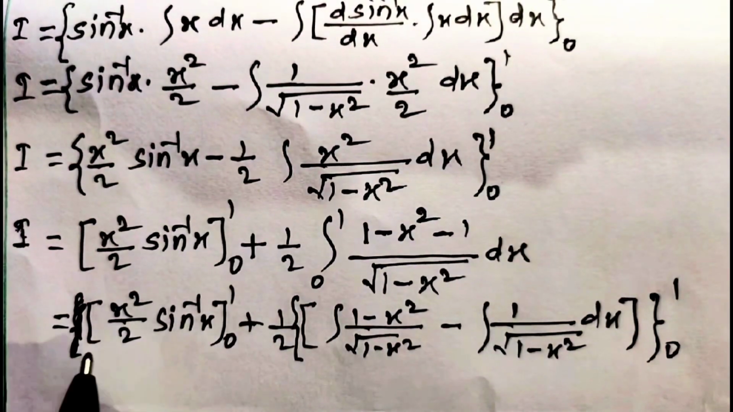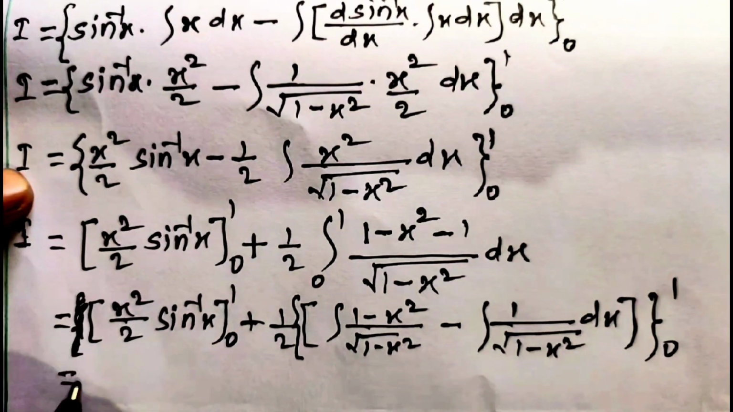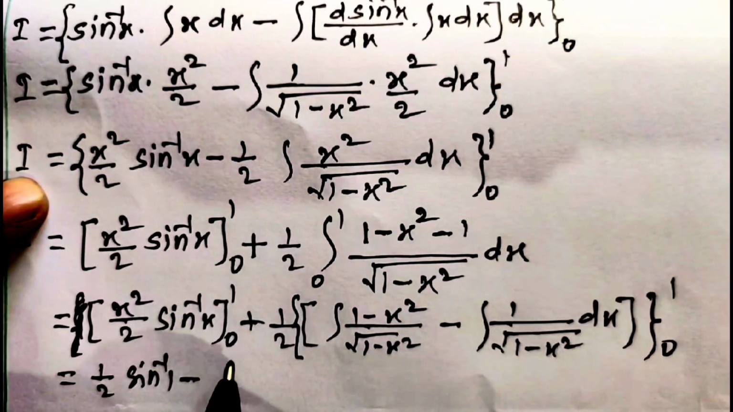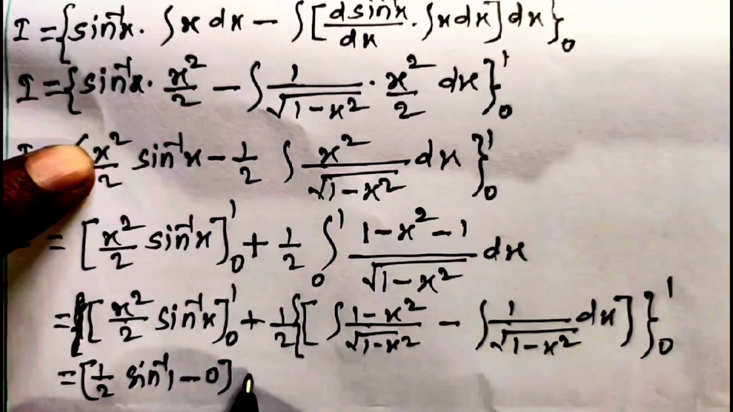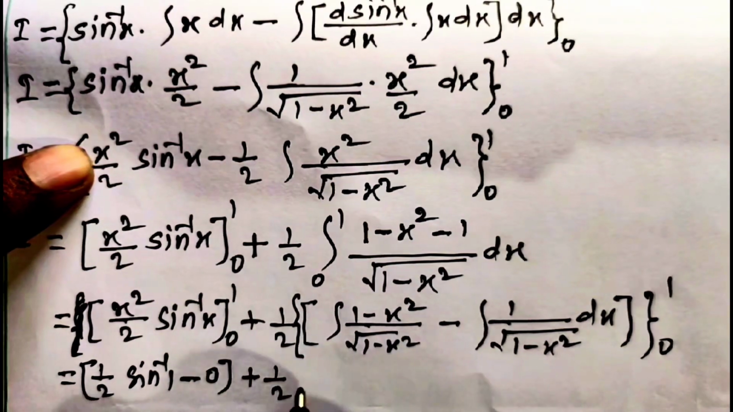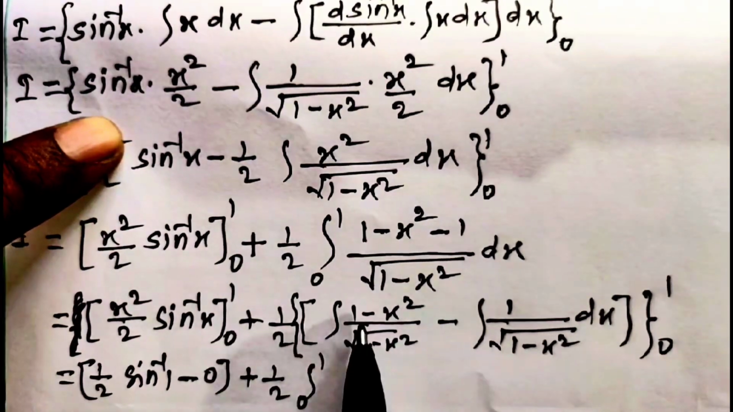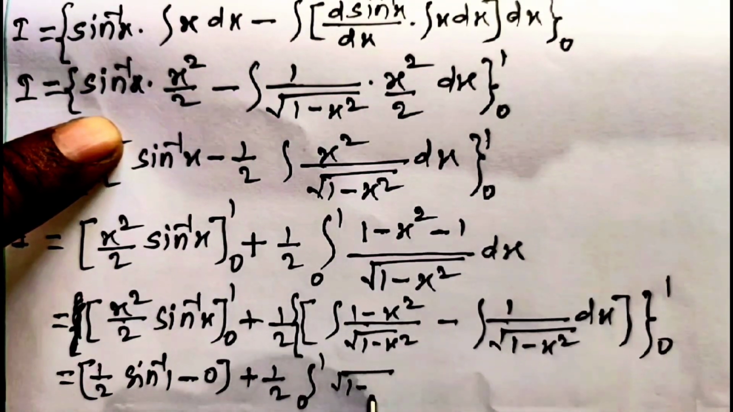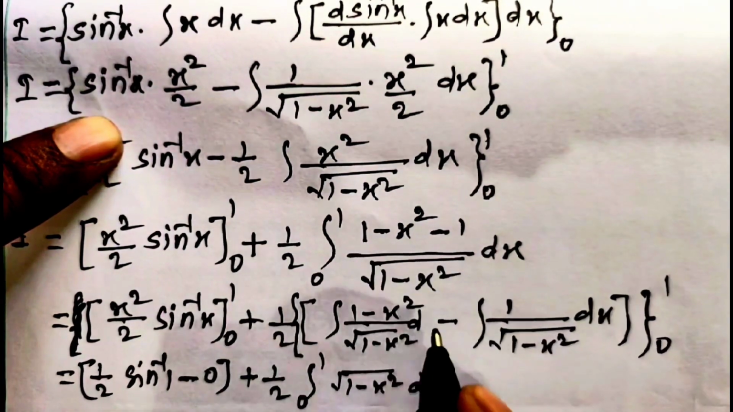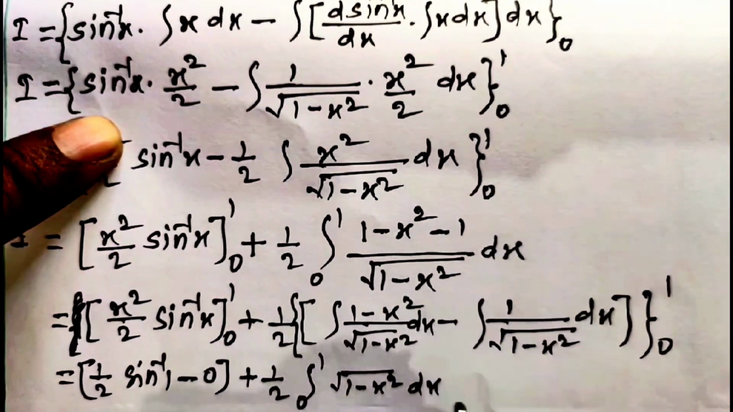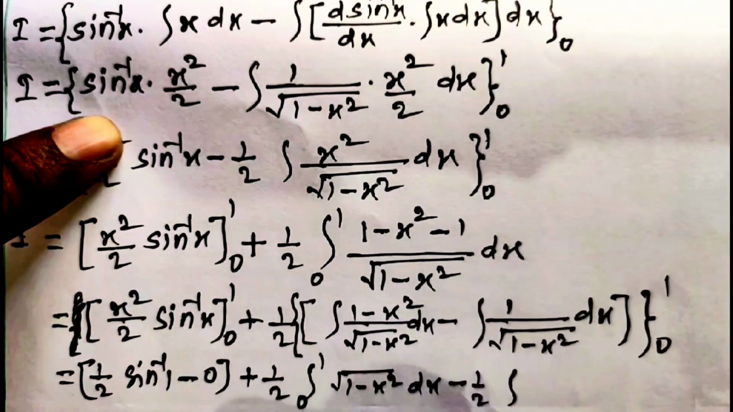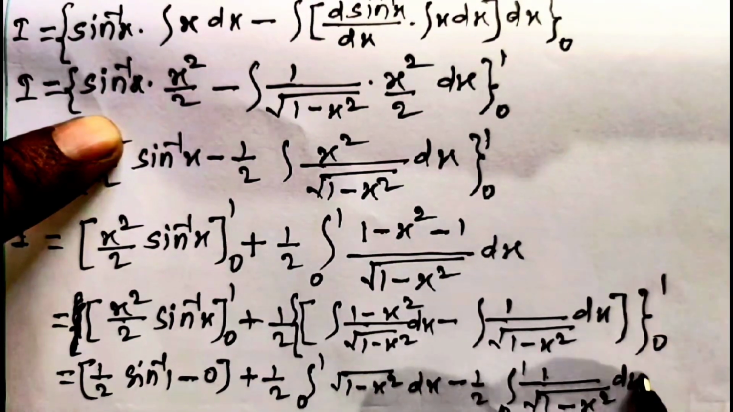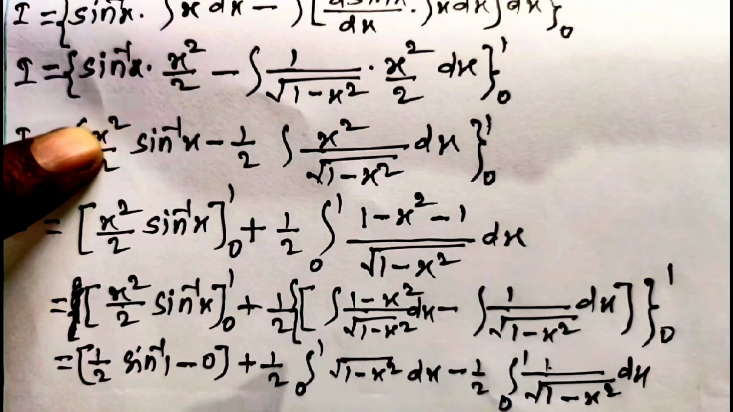So in first bracket, substitute upper limit first. So this is equal to 1 upon 2 sine inverse 1 minus, substitute lower limit, that gives 0, plus 1 upon 2. Now here integral from 0 to 1, 1 minus x square upon square root of 1 minus x square, that becomes square root of 1 minus x square integral with respect to x. This also integral with respect to x, plus 1 by 2 into this minus 1 by 2 integral from 0 to 1, 1 upon square root of 1 minus x square dx. Let us evaluate these two integrals, this one and this one.